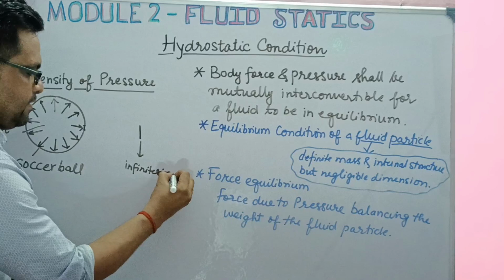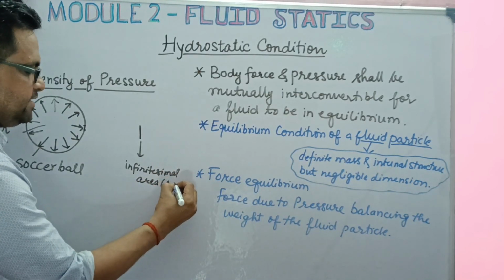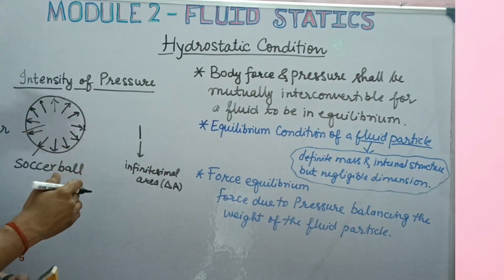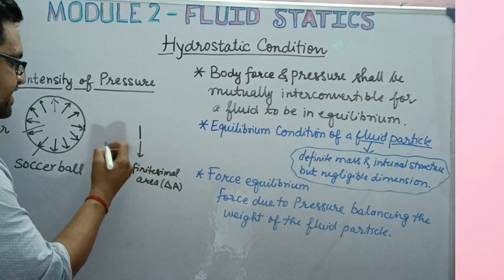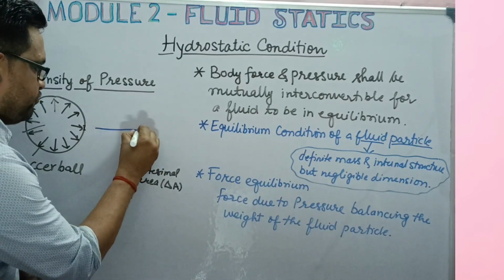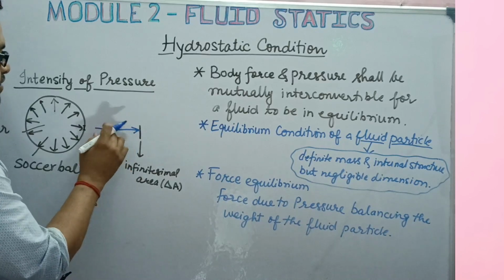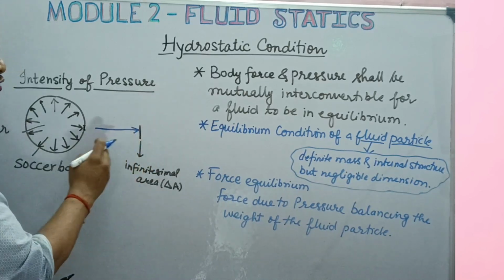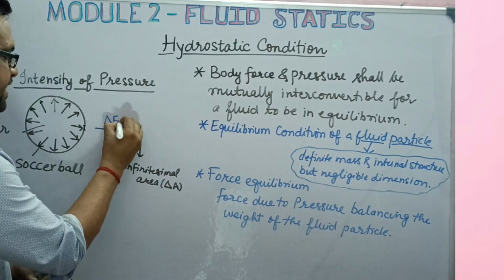infinitesimal area. Let us say that this is del A. Now the pressure distribution tends to create a resultant force that will be acting normal to the infinitesimal area. So we have a force due to pressure that will be acting perpendicularly to the point or to the infinitesimal area. So let us say that this is del Fn.